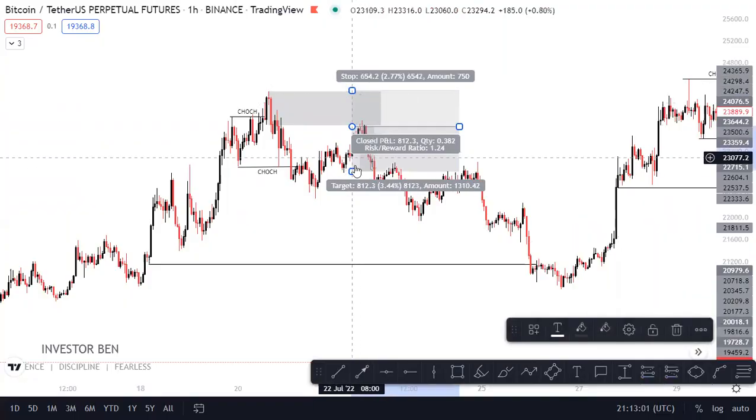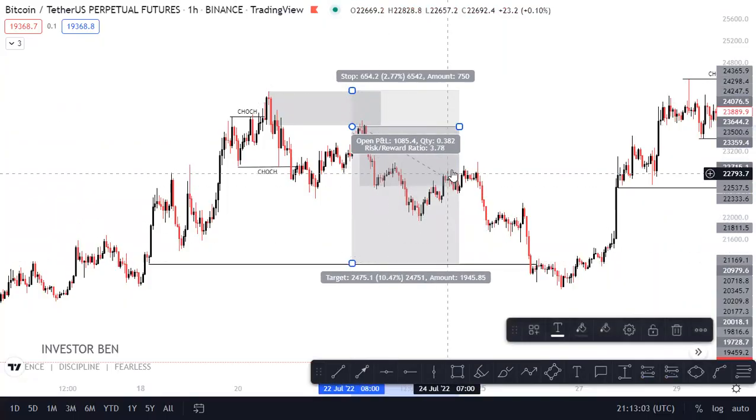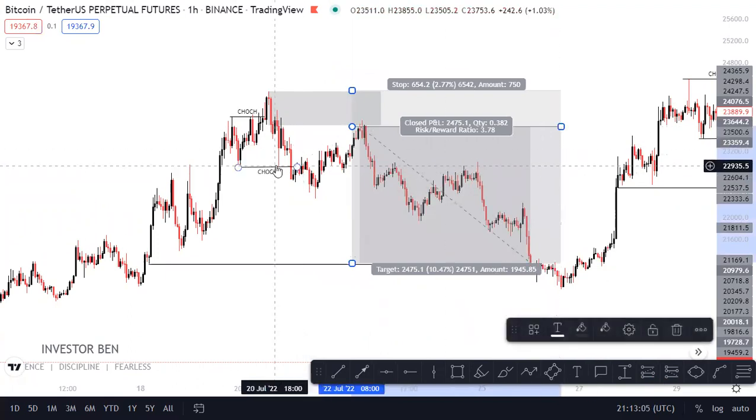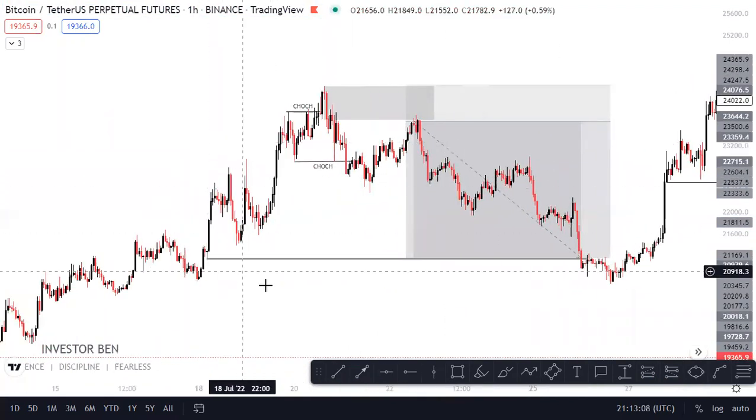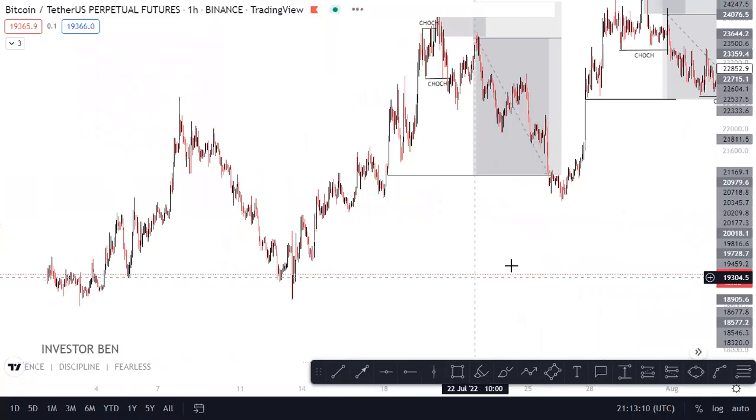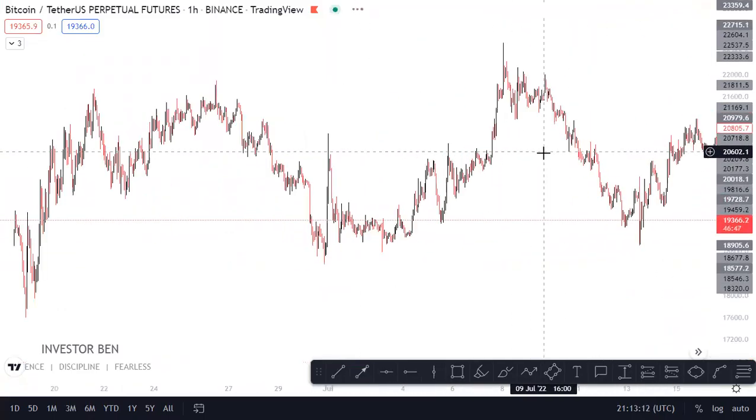So you could see that after this change of character forms, price reverses. It indicates reversals, right? It indicates price reversals.